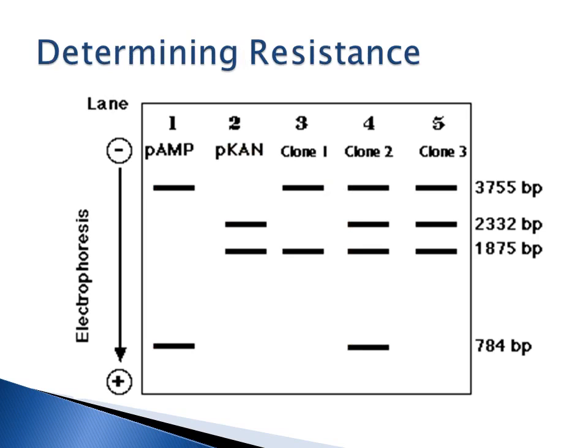So you can do the same thing with your clones that grow up on your antibiotic agar plates. You can compare the banding sizes and the numbers of bands from your clones to that of your plasmids, and you can determine which one of your clones contains which plasmids and which pieces of DNA.